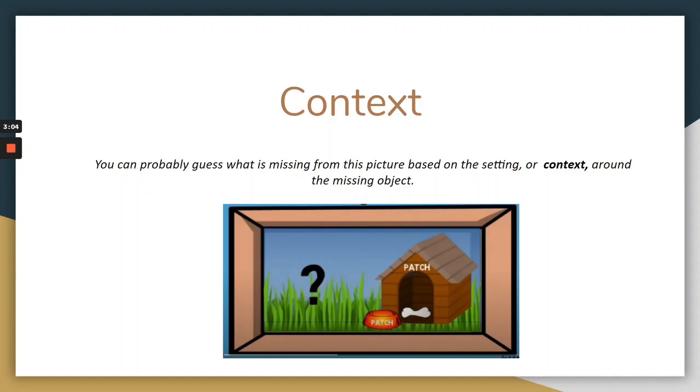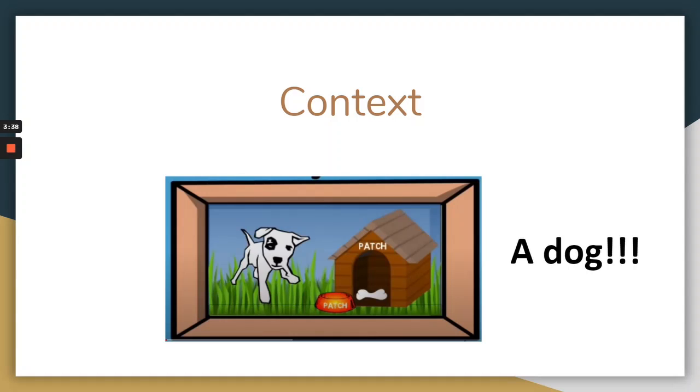Let's look at this picture. You can probably guess what is missing from this picture based on the setting or the context around the missing object. Stop and think if you need to. Pause this video if you need to. What is missing? Look at the setting of this picture. Look at the context. What do you see and what are you wondering? Keeping that in mind, what is missing from this picture? What is missing from this picture is a dog.